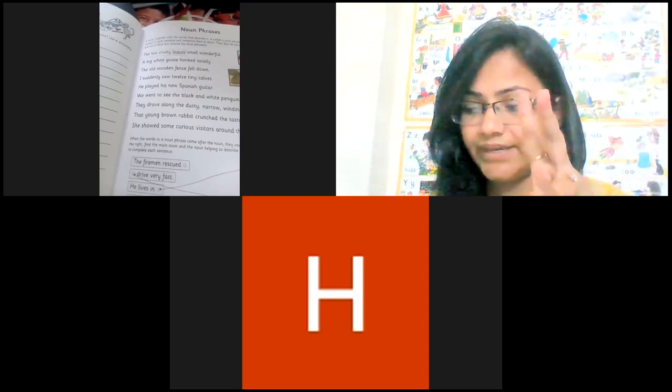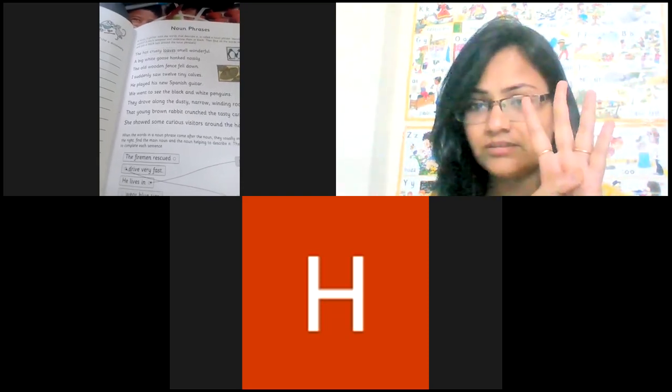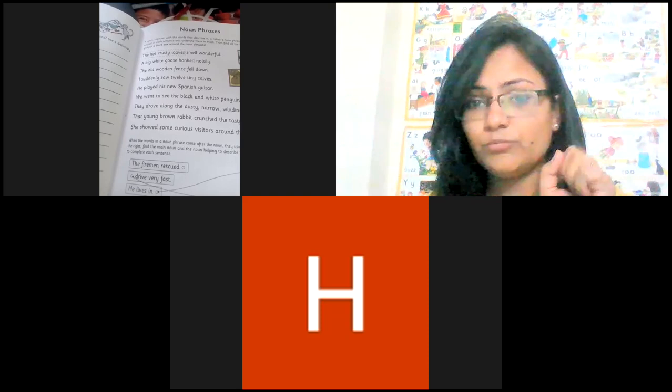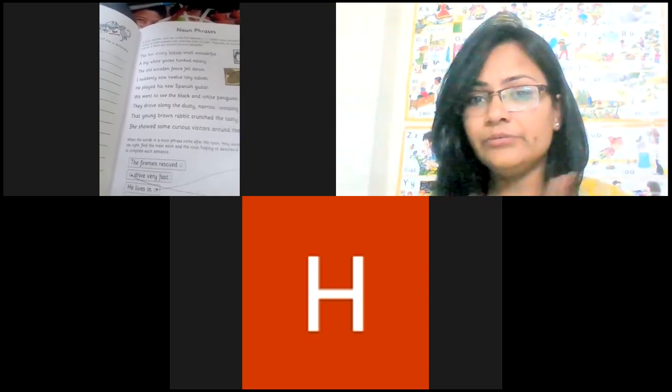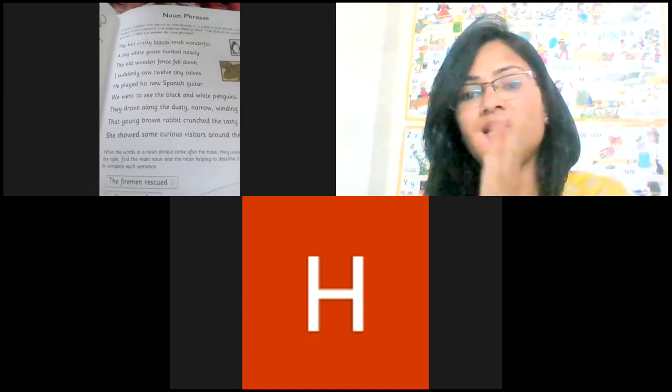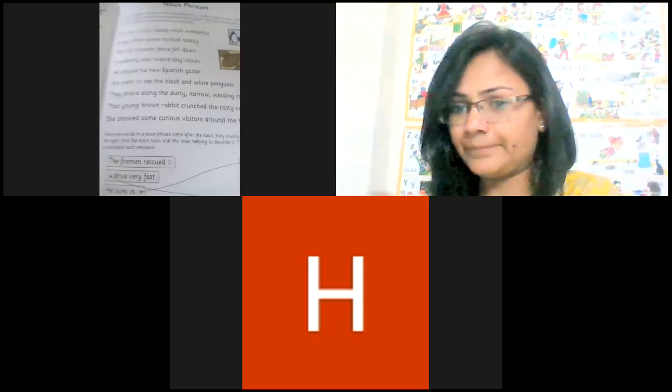A big white goose honked. A big white goose, 3 words, noun. The old wooden fence. More than 1 word is a phrase, and because it's a noun, it is called a noun phrase. Okay. So words make phrases and phrases make sentences. Yes.